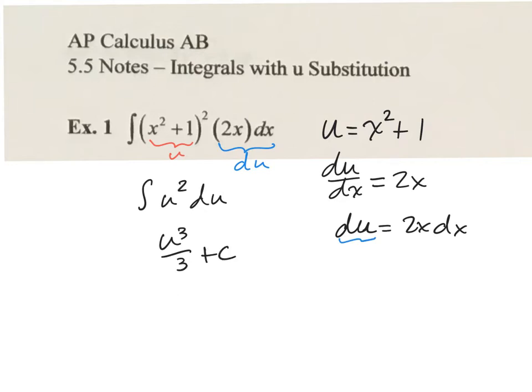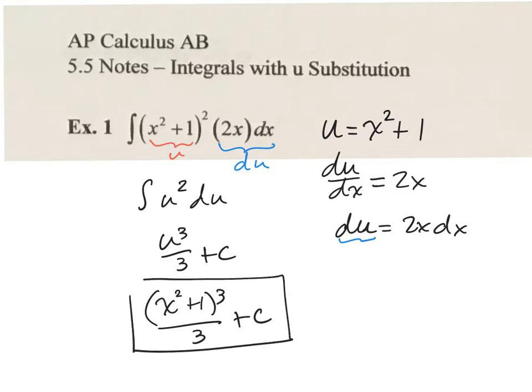And then the last thing we need to do is just back substitute. Remember, u was equal to x squared plus 1. So let's go ahead and replace that u with x squared plus 1. And our final answer would be x squared plus 1, all of that cubed, all over 3 plus c. And that's our first example.